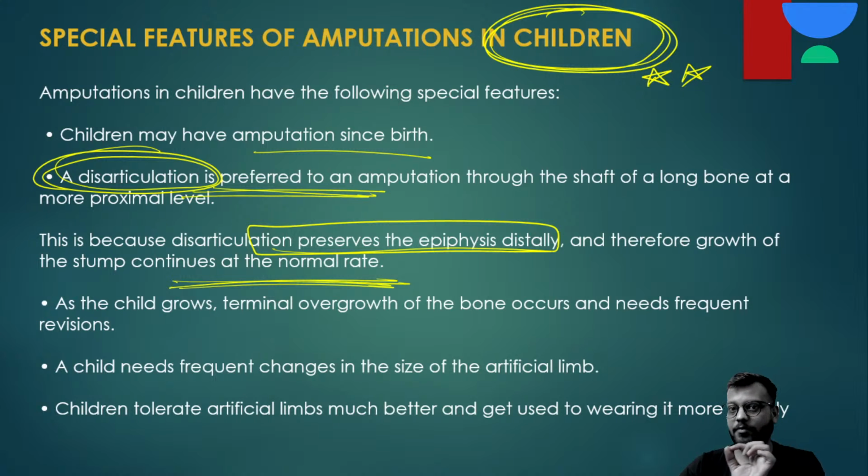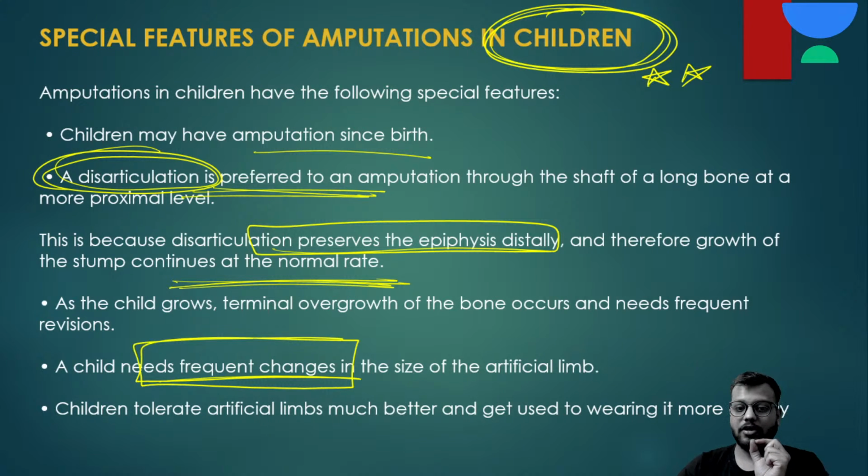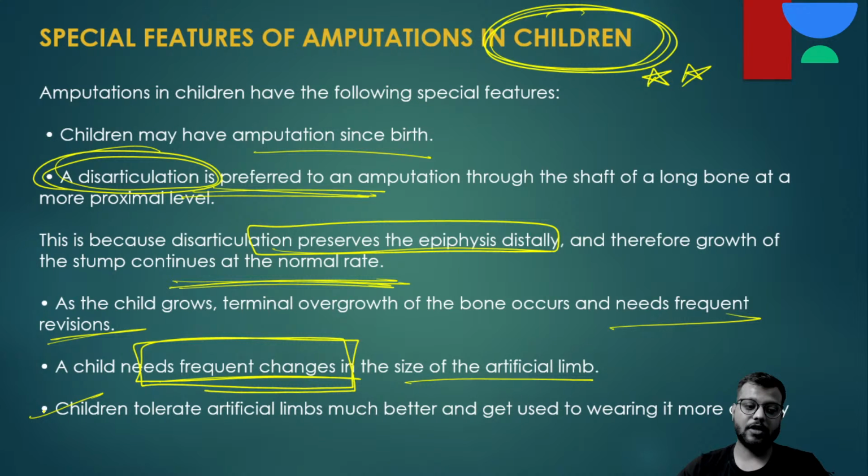And remember very importantly, in children revised amputations are a frequent thing. Children frequently need to change the size of the artificial limb or prosthesis, and need frequent revision. Also remember that prostheses or artificial limbs work better in children, and children tolerate them better also. Remember this thing.